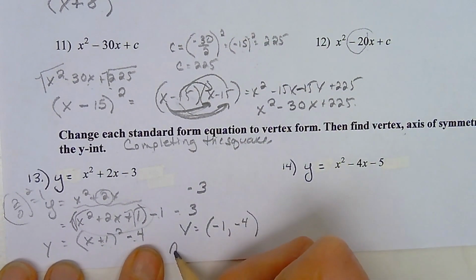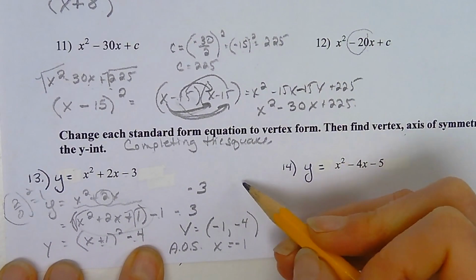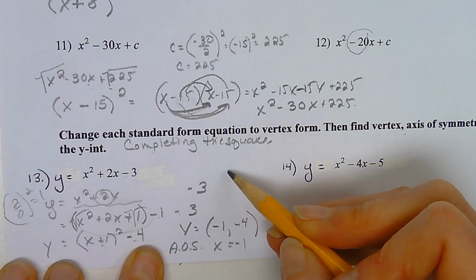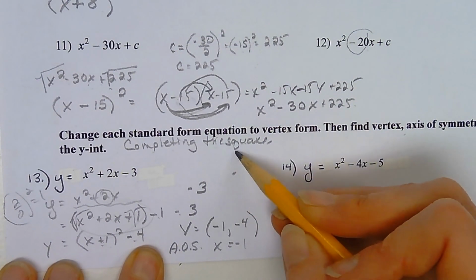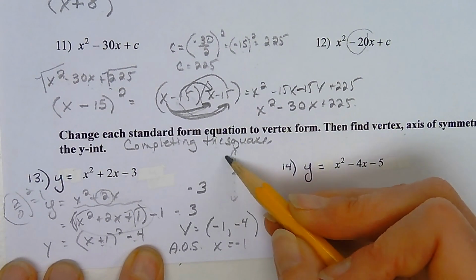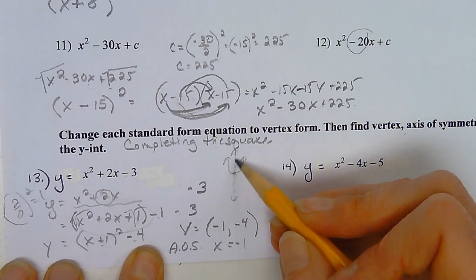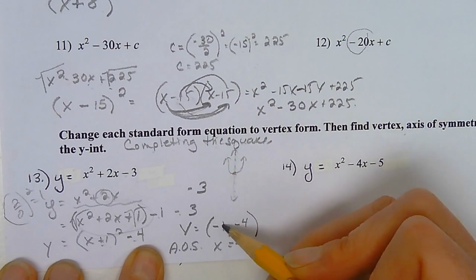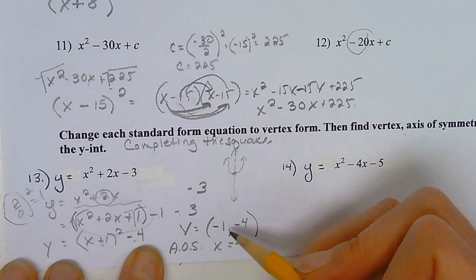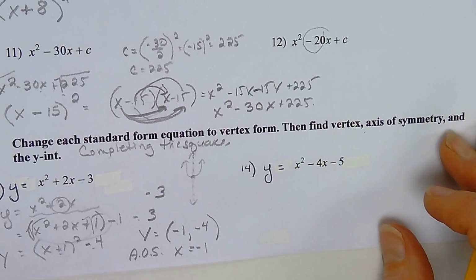The axis of symmetry is always equal to the x value here. So it's equal to negative 1. Because the axis of symmetry always goes through the vertex. And so if the x value of the vertex is negative 1, then the axis of symmetry is also equal to negative 1. You can see this better from a graph. And you'll do a little graphing on the next page.